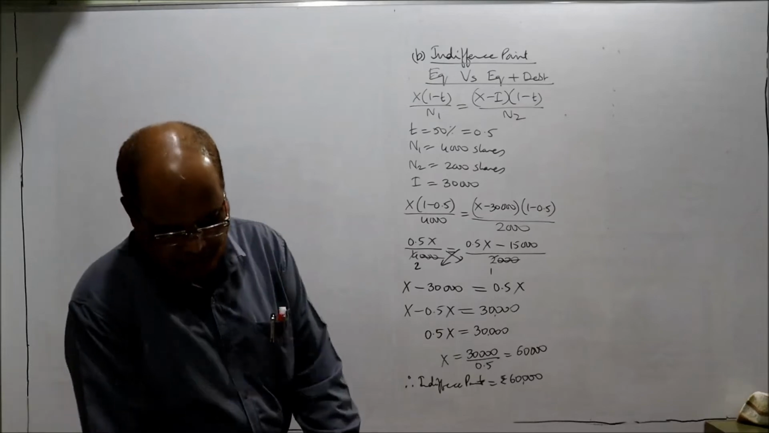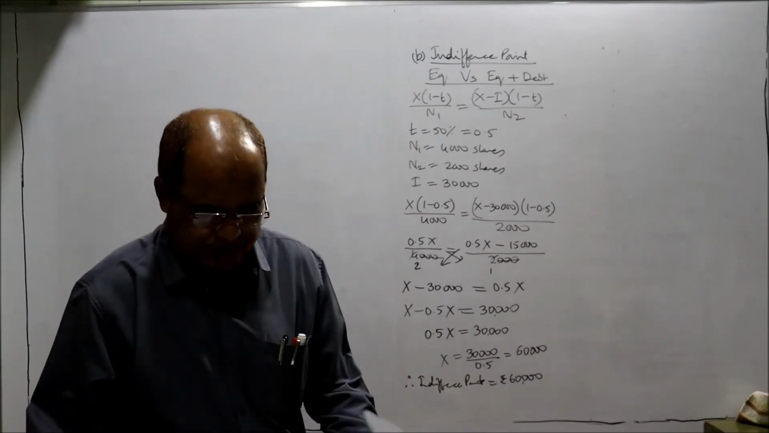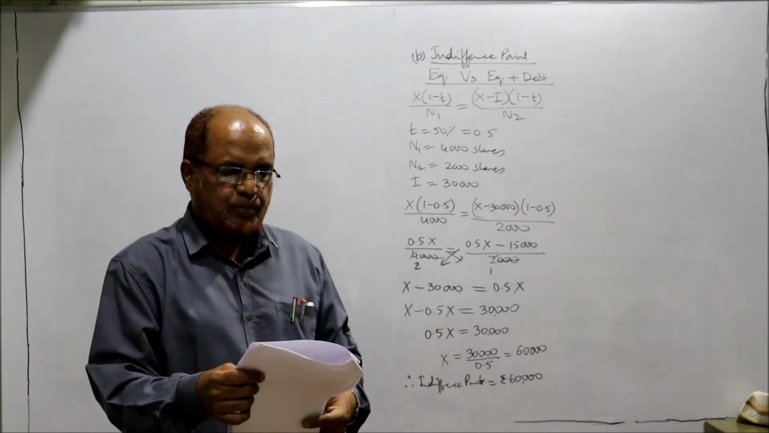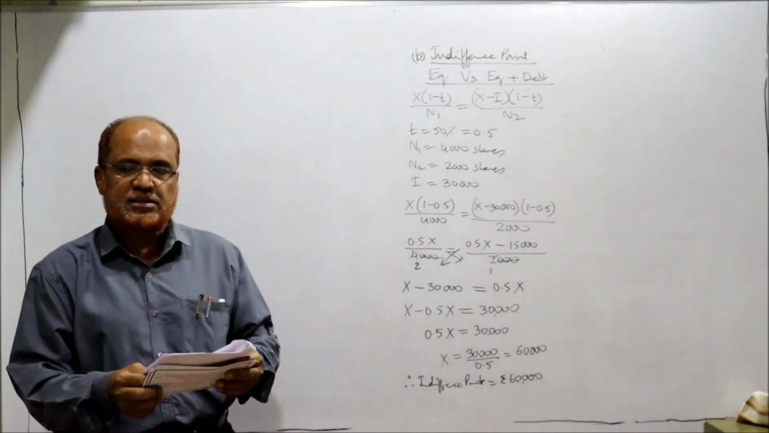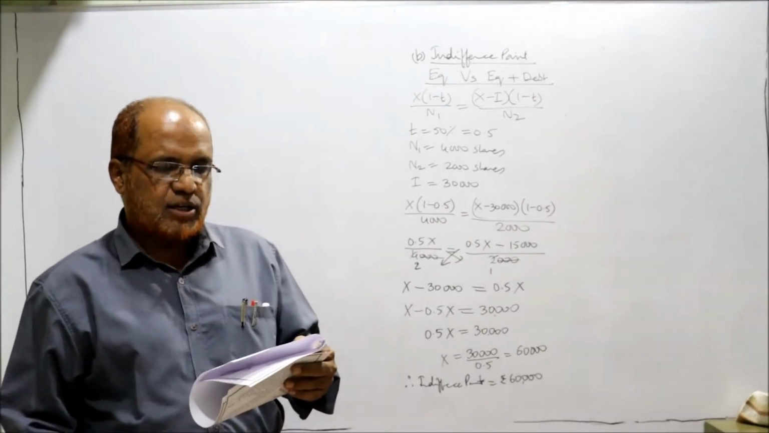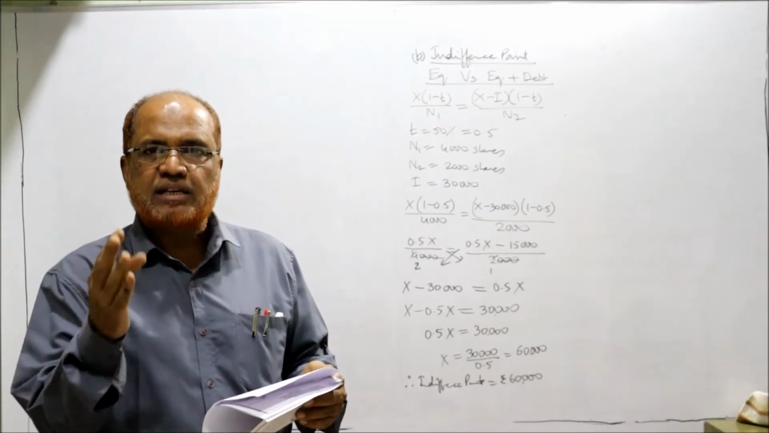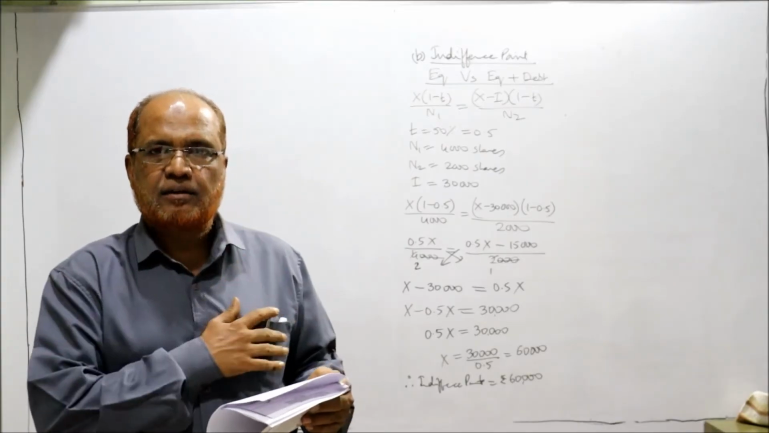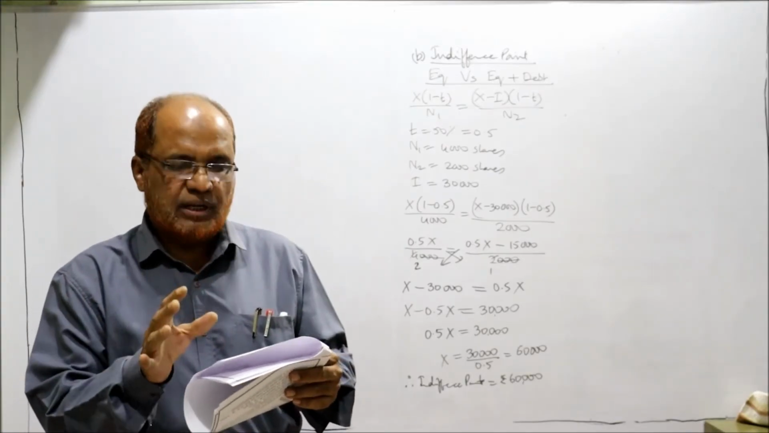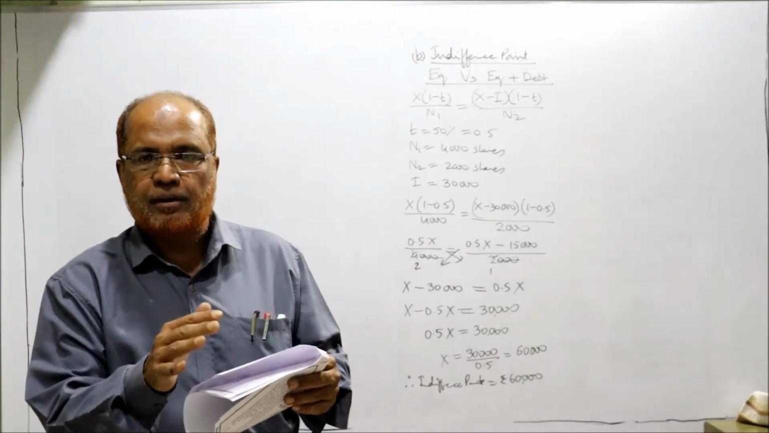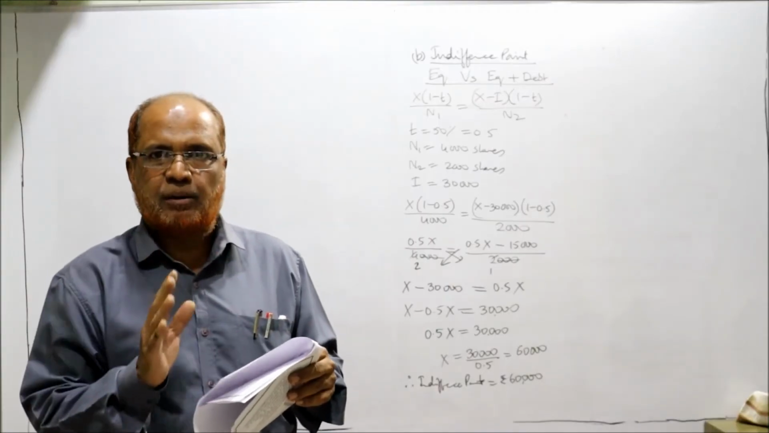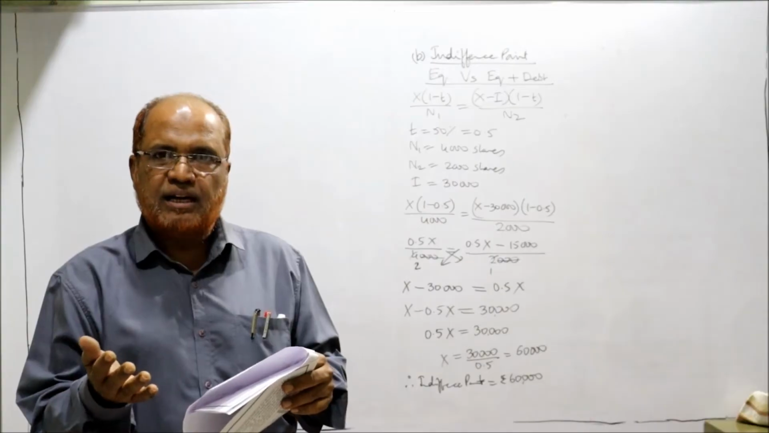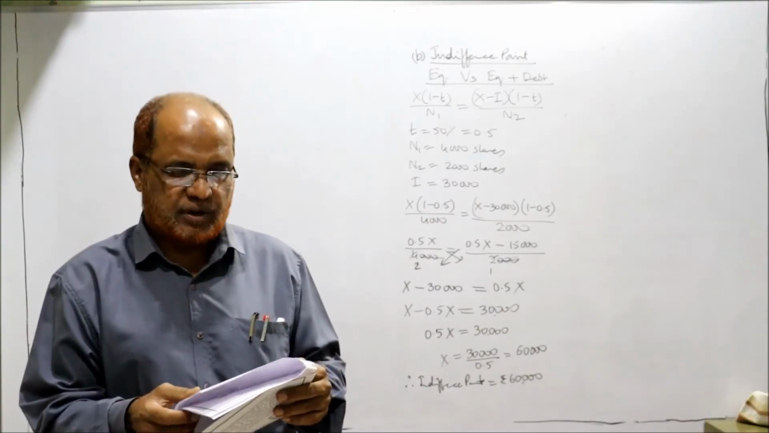Now see the next problem, that is the 12th problem. Determine the indifference point by formula of the financial plans 1 A and B and 2 A and C. So three plans are given: A, B, C. It is asking you to find the indifference point between A and B. First we will find the indifference point between A and B, after that the indifference point between A and C.